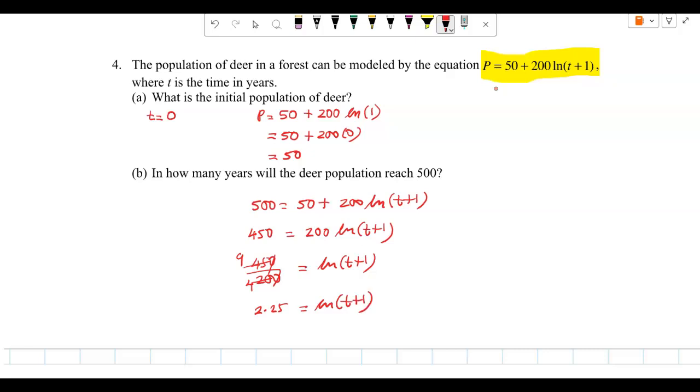What is the meaning of ln? The base is e, log base e. So e raised to 2.25 is equal to t plus 1. So t is equal to e raised to 2.25 minus 1.